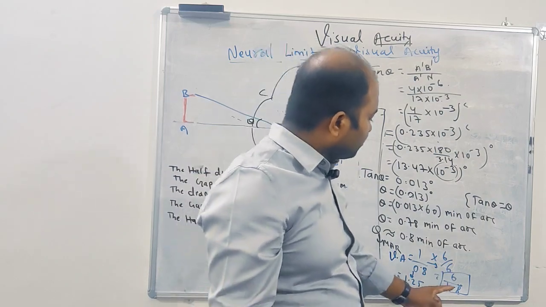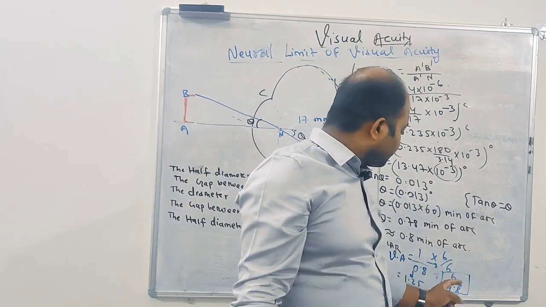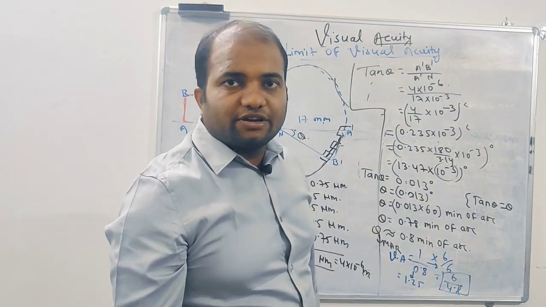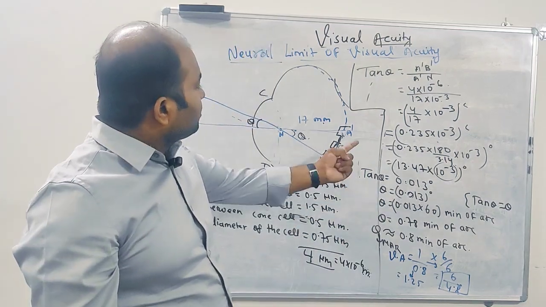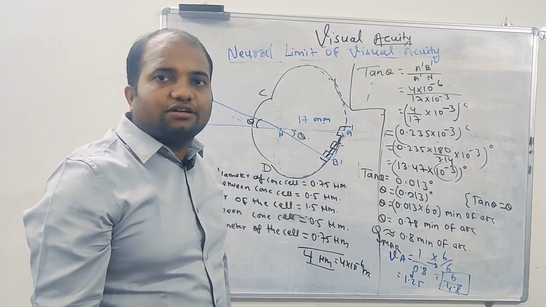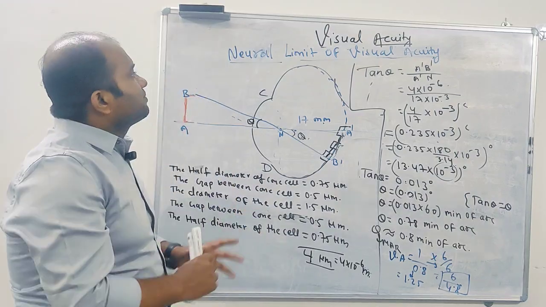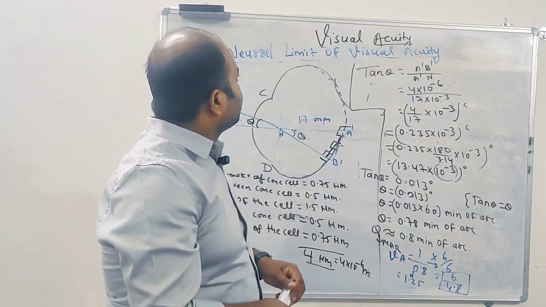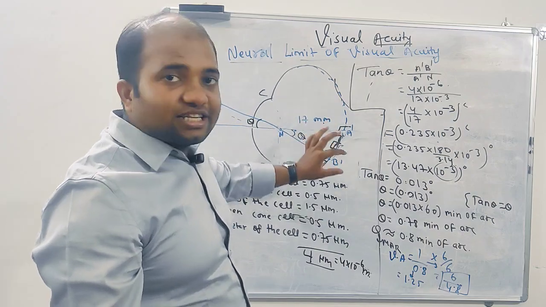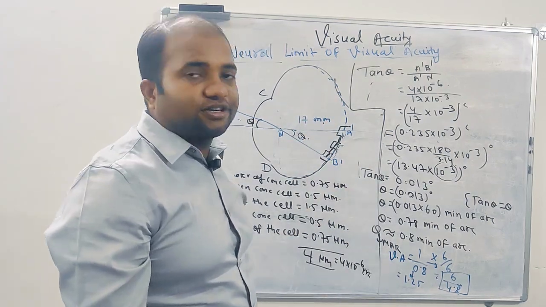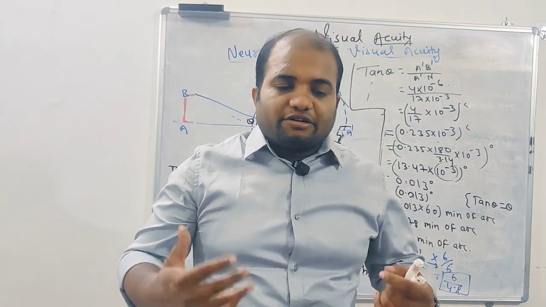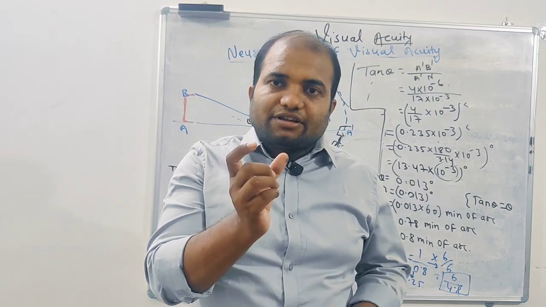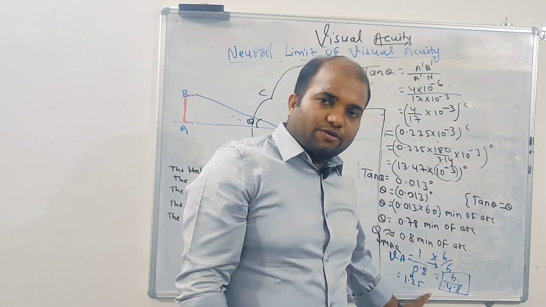But anyway, we have been blessed with 0.8 minute of arc as a minimum angle of resolution and a visual acuity of 6 by 4.8 or 6 by 5, based on our current arrangement of cells in the retina, right? So this completes our neural limit of vision. Why are we able to see up to 6 by 5 and not better than that? Because of the arrangement of the retinal cells. So unless we develop our anatomy and physiology of the eye further, or the cell density, our vision will remain the same up to here.